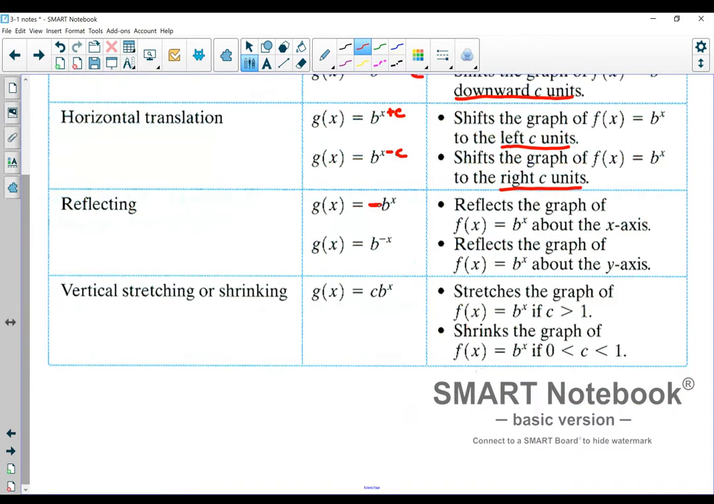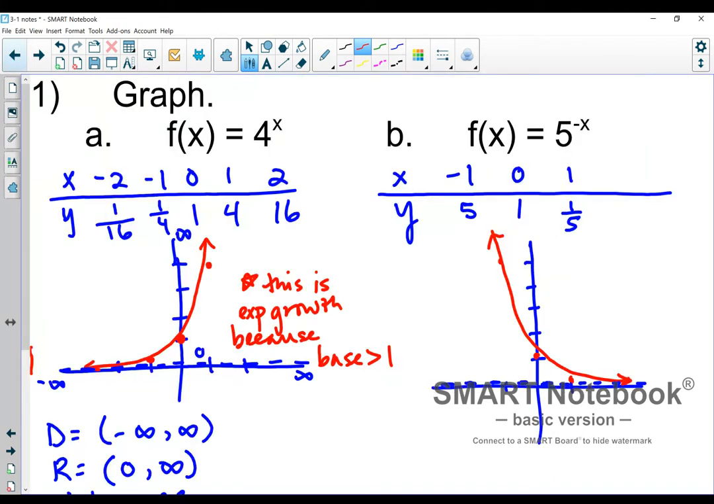So this negative outside we know is going to reflect about the x-axis, or in the x-axis we usually say, and we knew that already. And it turns out if I have a negative with my x instead, that one's going to reflect over the y-axis, and that's the kind of graph we just looked at a second ago. So you could see with these first graphs, this one goes up from left to right, and if I make my exponent negative, now it's flipped over the y-axis and it's going down instead.